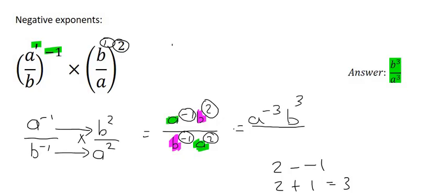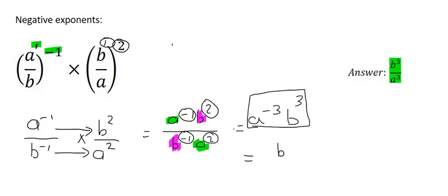Then remember, we're never allowed to leave an answer with negative exponents, so if something does have a negative exponent, you have to move it. We can simply move it, so b3 will stay at the top, and then the a3 will go to the bottom.